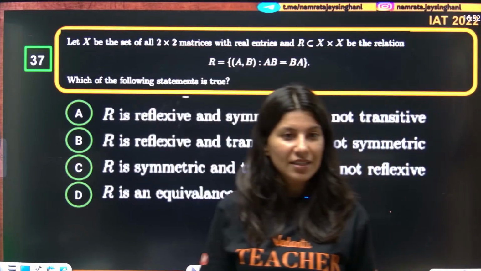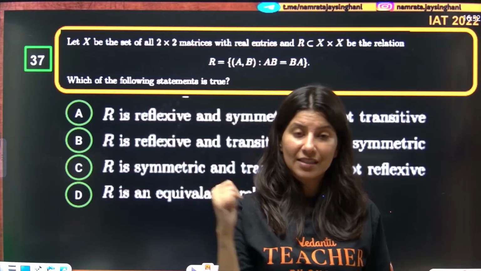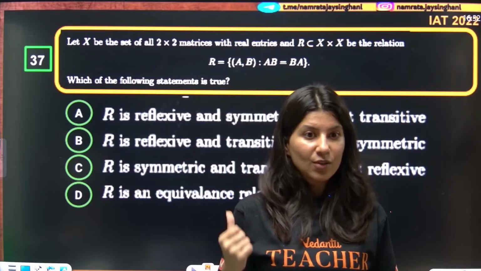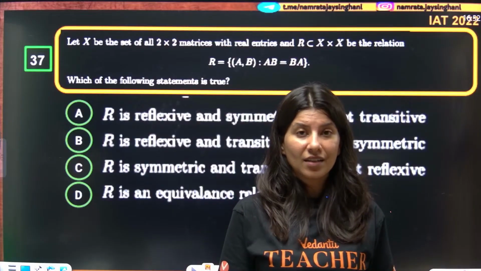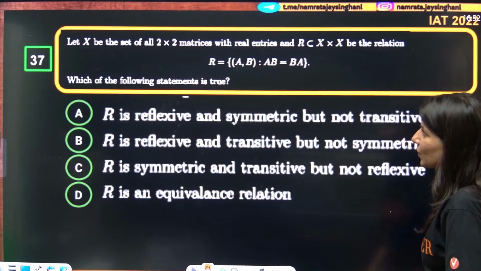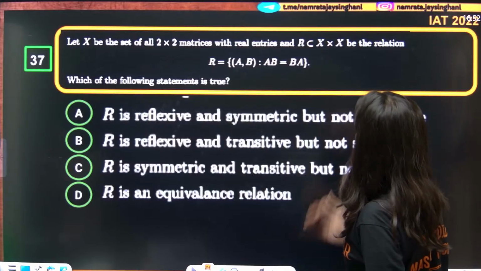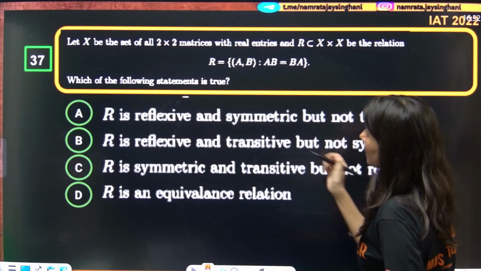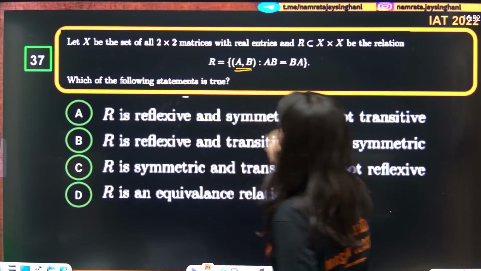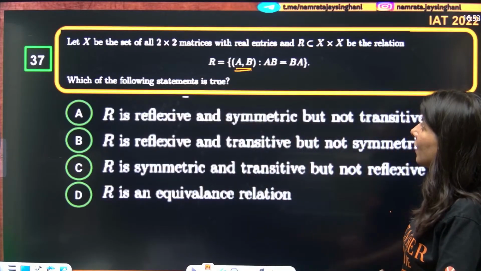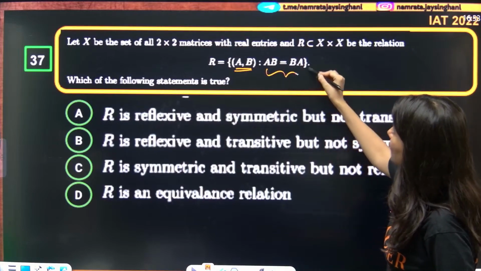The next question is right here, from relations with matrices. Now this is a new category which IAT is loving. Can you see again? Matrices and relations. JEE Main doesn't combine that. I have not seen this type of question in JEE Main. So X is the set of 2 cross 2 matrices, and (A, B) are ordered pairs of matrices wherein AB equals BA is satisfied.